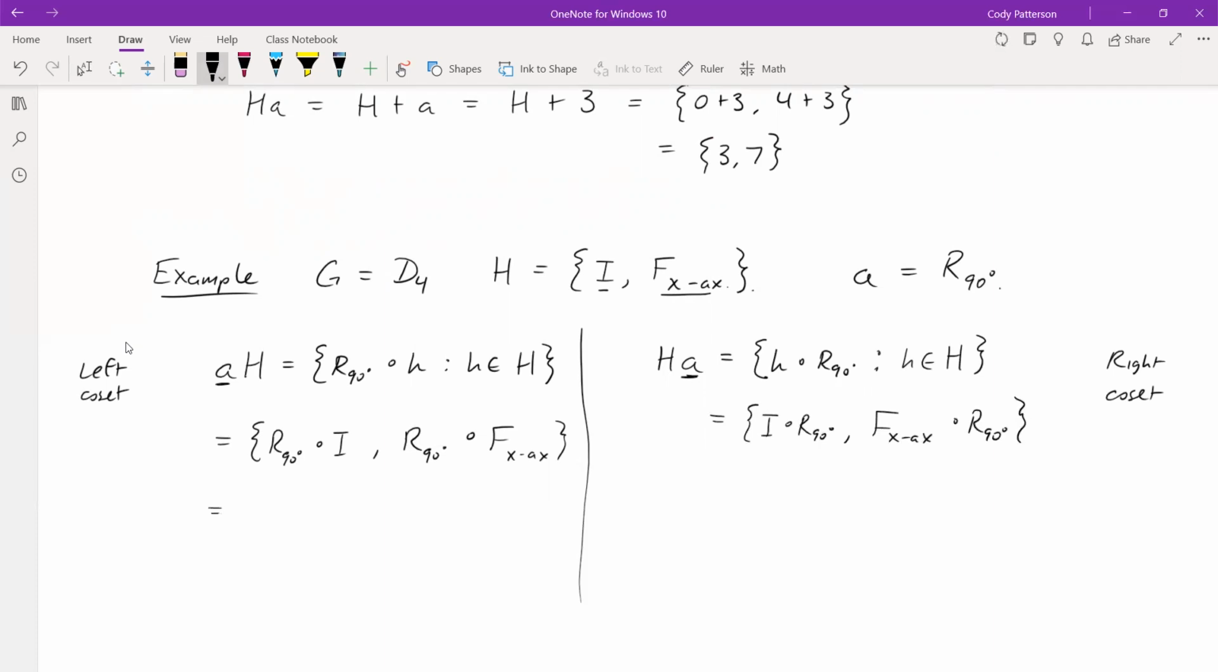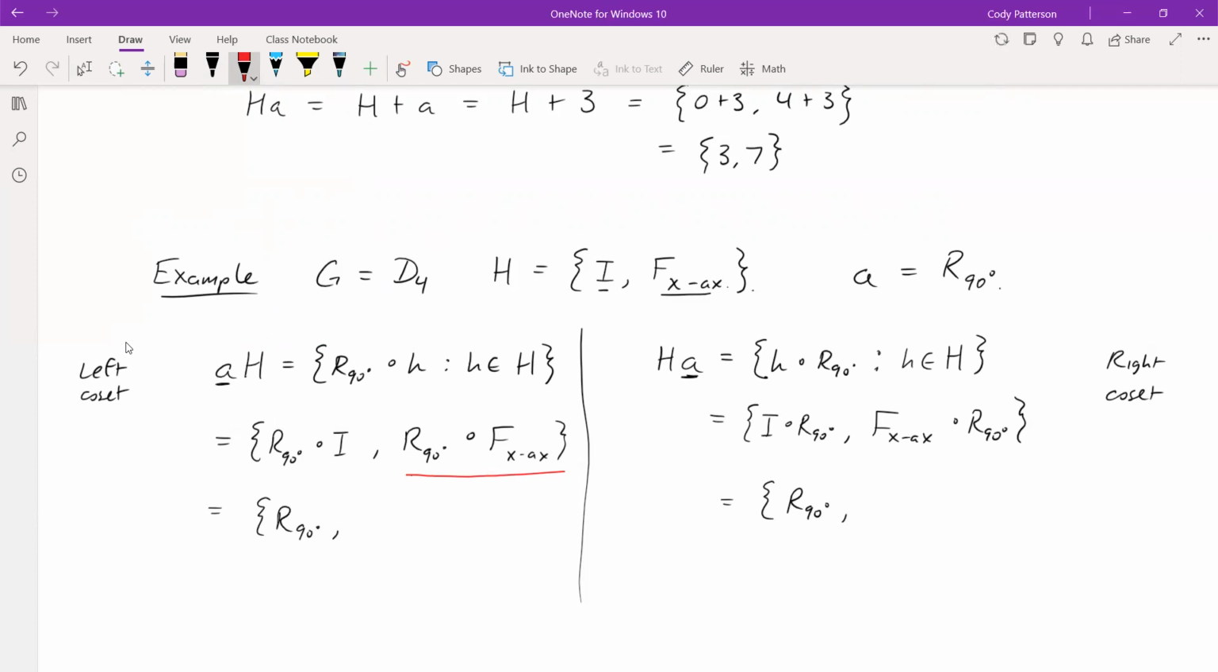All right, this first set is going to have the rotation by 90 degrees in it because that's what happens when you compose with the identity, you just get the same transformation back. My other coset is going to have R90 in it because, again, I'm composing that with the identity. But what's going to happen with this other group element here, this R90 composed with the flip over the x-axis?